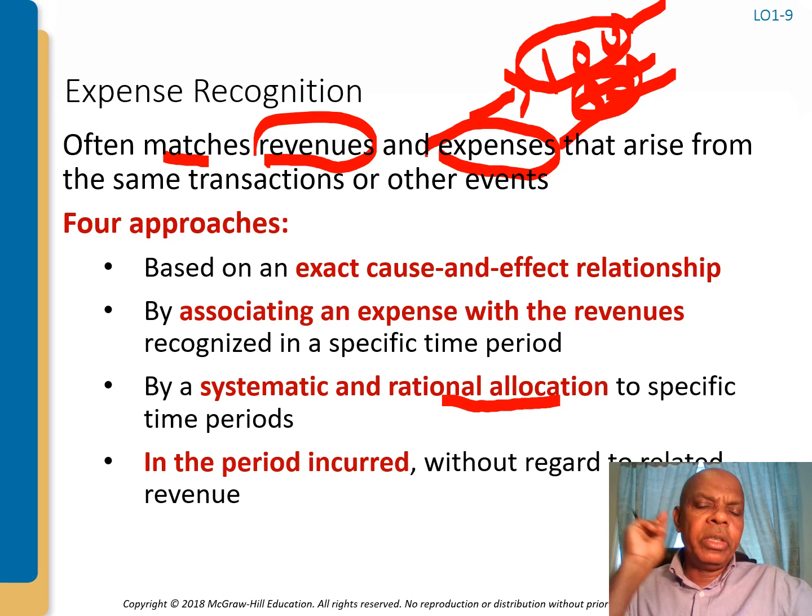How about in the period incurred without regard to related revenue? Sometimes we have to do that for certain things. If you have incurred certain expenses, there's nothing to match. There's no revenue to match. Suppose you get hit with a fine or whatever it is. That's an expense, and you don't have any revenue to match against, right? Utilities, you do have utility expenses regardless of whether you make revenue or not, right? Those kinds of things you just have to charge. Okay, that's expense recognition.